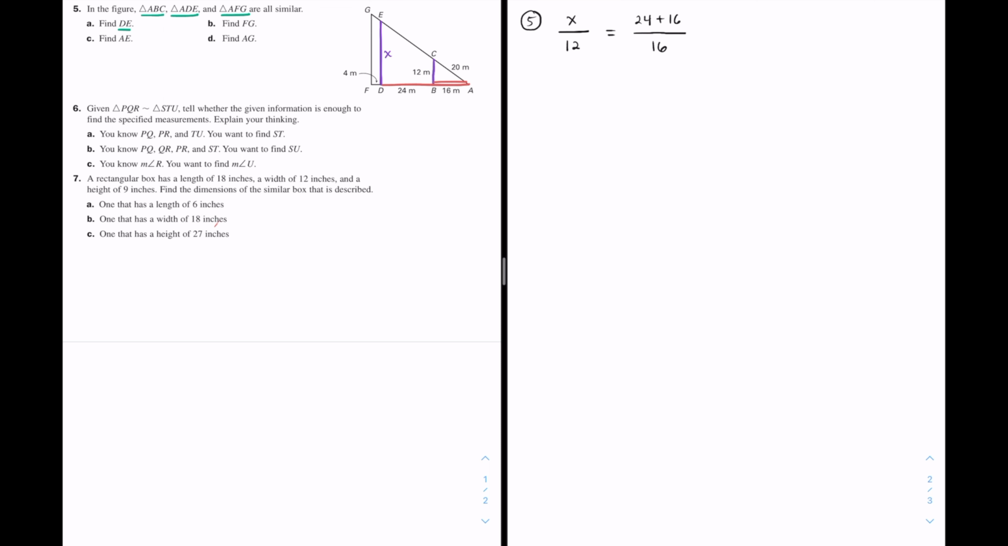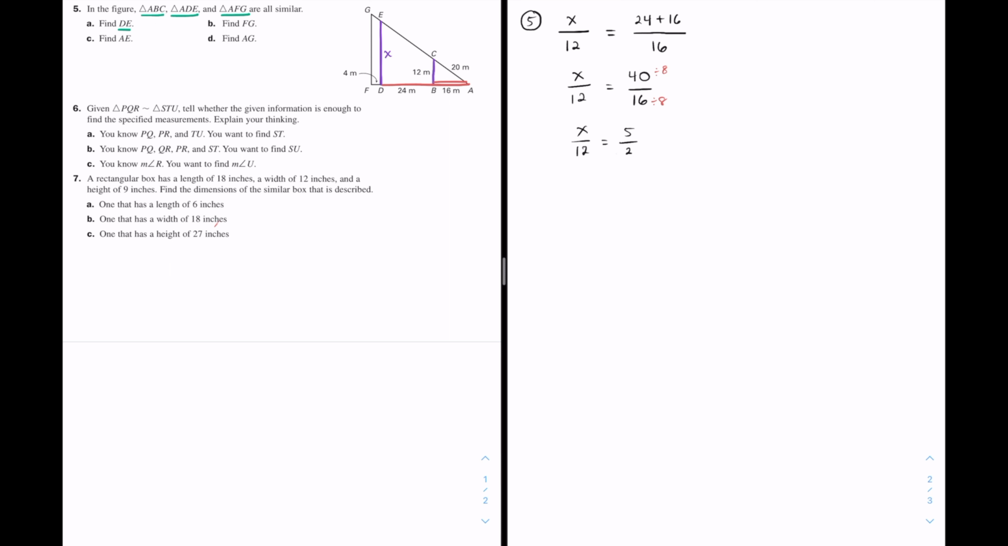So simplifying this a bit here, we have X to 12, and on the right side, 24 plus 16 is going to be 40. So it's going to be 40 to 16. Okay. If you want to, you can simplify this a little bit. We don't need a calculator or to use cross products. I can divide this by 8 and divide this by 8. If we do that, we're going to get X to 12 is equal to 5 to 2.